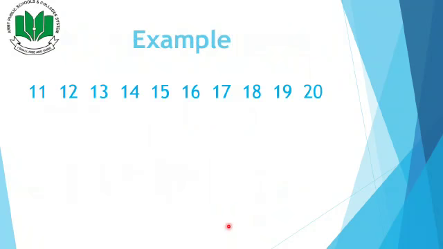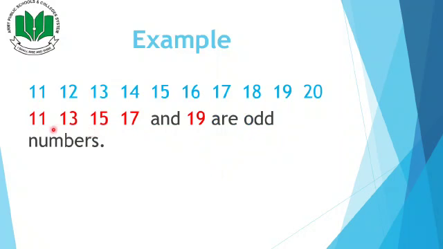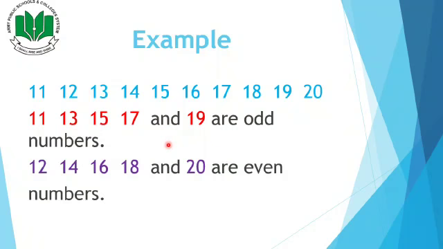For example, 11, 12, 13, 14, 15, 16, 17, 18, 19, 20. In this example, 11, 13, 15, 17 and 19 are odd numbers and 12, 14, 16, 18 and 20 are even numbers.